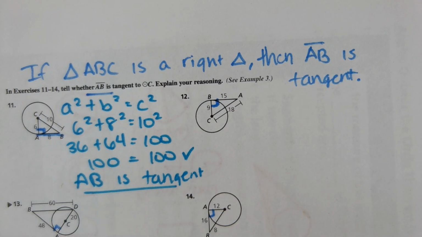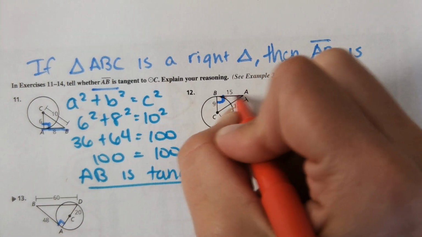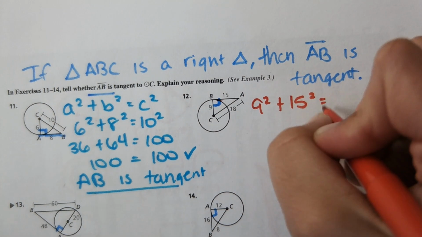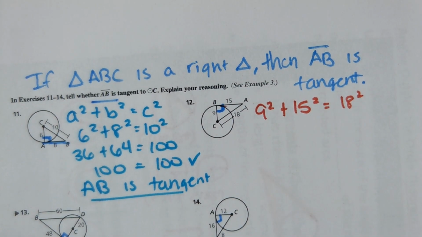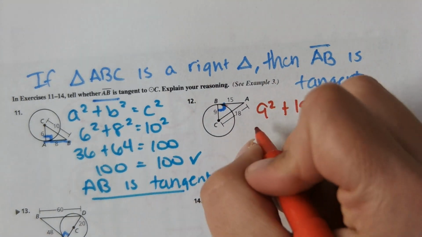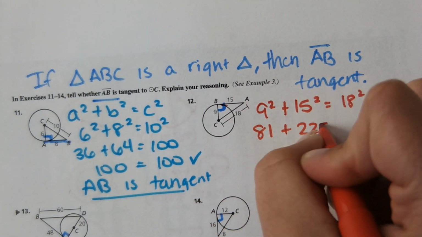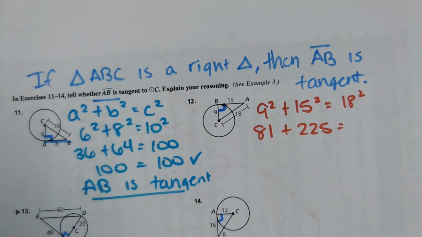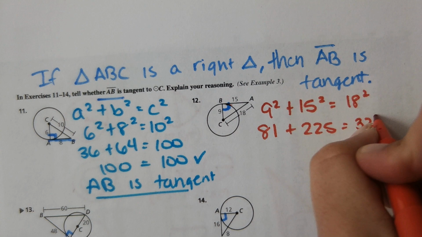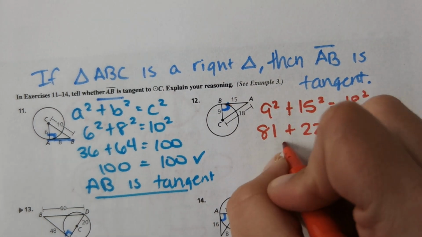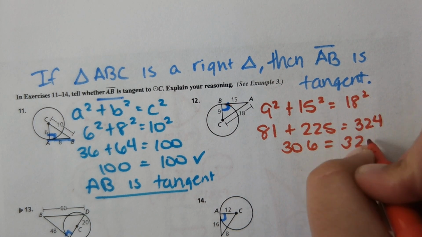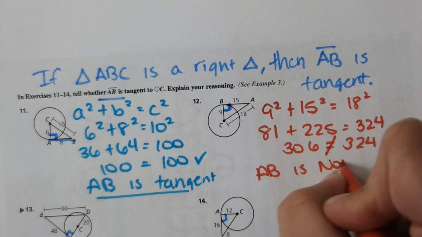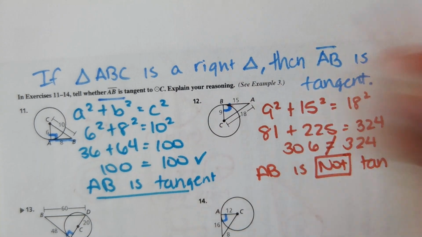Okay, so now we're going to test that out for number 12. This would be our A and B, our legs of the triangle, and this would be our hypotenuse. So 9 squared plus 15 squared, is that equal to 18 squared? 9 squared would be 81, 15 squared, 225, 18 squared is 324. 81 plus 225 is 306. Does that equal 324? No. So therefore, AB is not tangent because that doesn't form a 90-degree angle.